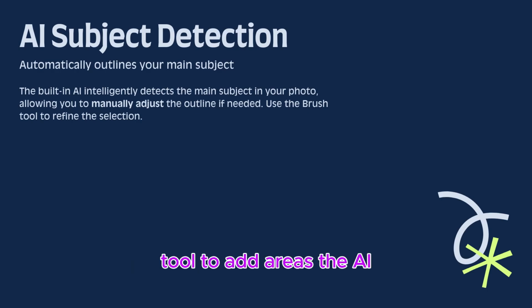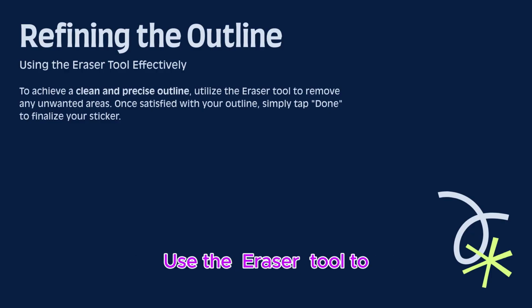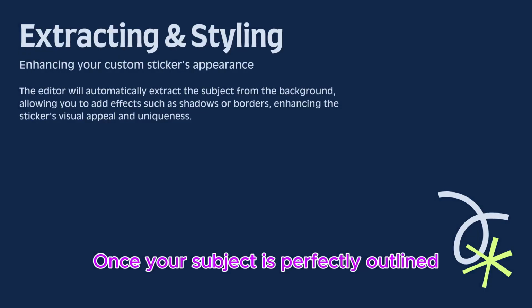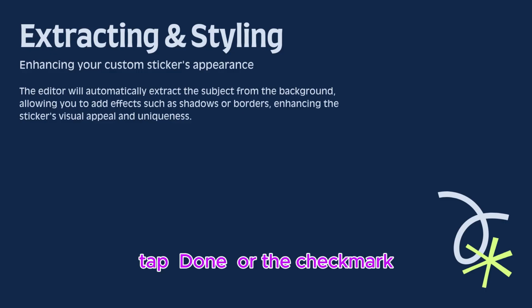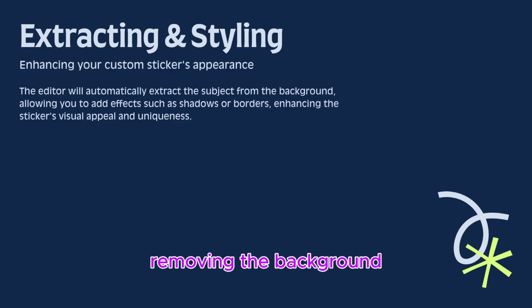Use the brush tool to add areas the AI missed by painting over them. Use the eraser tool to remove any parts of the outline you don't want included. Once your subject is perfectly outlined, tap Done or the check mark. The editor will now extract the subject, removing the background.